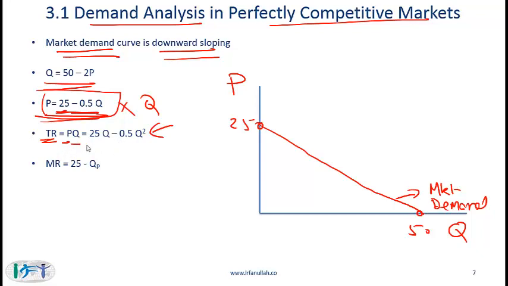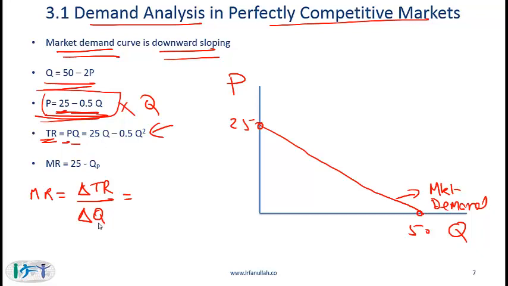What about marginal revenue? Now here we are going to do a little bit of calculus. If you recall, marginal revenue is equal to change in total revenue divided by change in quantity. This is our total revenue expression. And if you remember from your basic calculus classes, that change in total revenue divided by change in quantity means that you take the first differential of this expression.